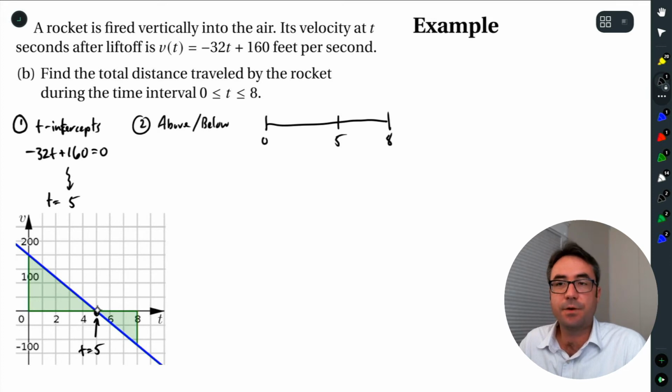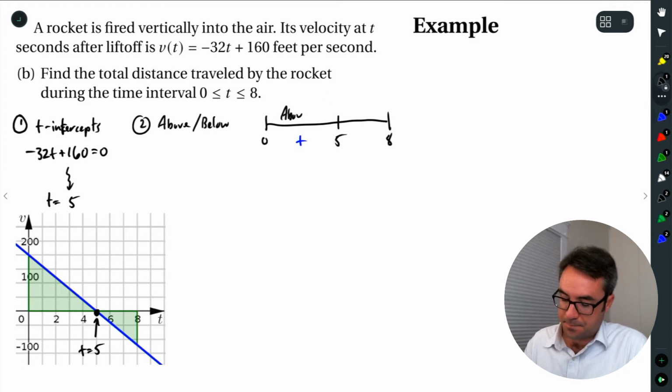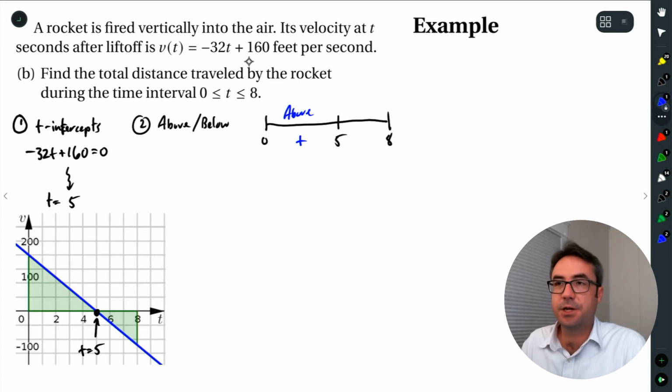So we're finding, first of all, where does our function cross the horizontal axis? Then that splits up our interval. We're interested in the interval from 0 to 8, and that splits it up into these subintervals. And then we look at, on each of these subintervals, is our graph above or below the horizontal axis? We can see that from 0 to 5, it's above. The values of our function are positive.